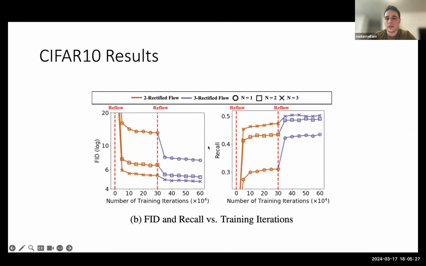We can see also in the result that straight after reflowing, they see a bump of performance. So basically the FID drops and the recall score jumps up slightly right after reflowing and during training, which just emphasizes the importance of the transport plan when training an ODE.